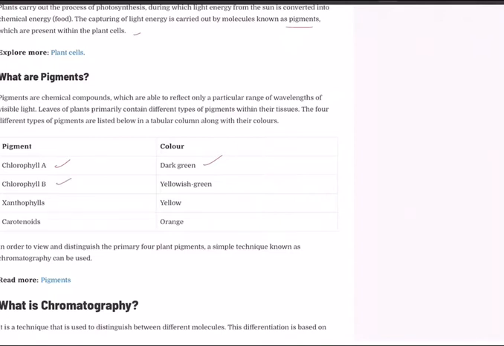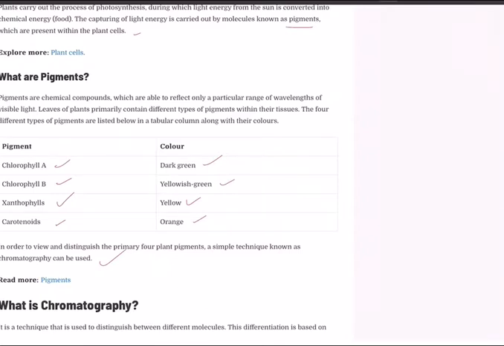The 4 different types of pigments are listed below in a tabular column along with their colors. The first one is chlorophyll A, which is dark green. Chlorophyll B is yellowish green. Xanthophyll is yellow, and carotenoids is orange. So when you perform this paper chromatography experiment, at the end, when you observe the paper, you must be able to see all these 4 colors.